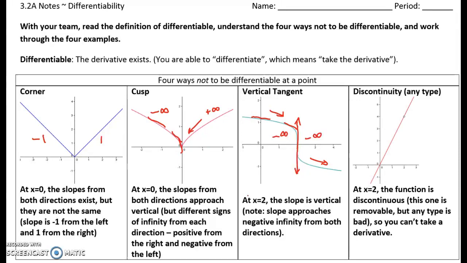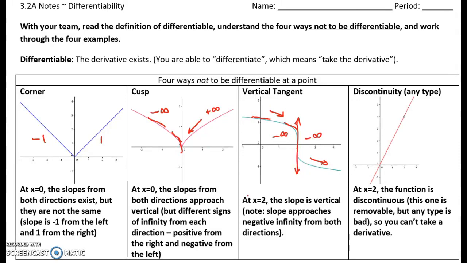The fourth type is if you see a discontinuity. Anytime you see a discontinuity, your function is not differentiable, even if it's just a hole. So a removable discontinuity still counts. If you have a hole, you can't draw a tangent line at that point.